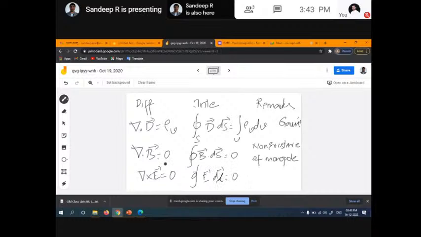The other interpretation of this equation is that when you move a point charge from one point to another point and bring it back to the same point, then the total work done is equal to 0. That's one way of seeing it. The other way is the conservative nature of the electrostatic field. So irrespective of the path, the work done is the same. So this talks about the conservative nature of the electric field.